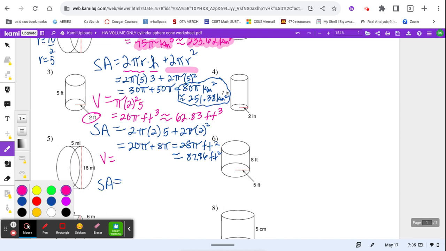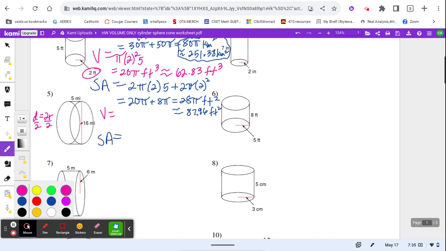Okay, so our next one, notice they gave us a full diameter again. So if the diameter is 2 times the radius, I have to divide the diameter by 2. And so you see that our radius is 8. You don't need to do this side diameter work. As long as you understand where it's coming from, you can just write that the radius is 8.